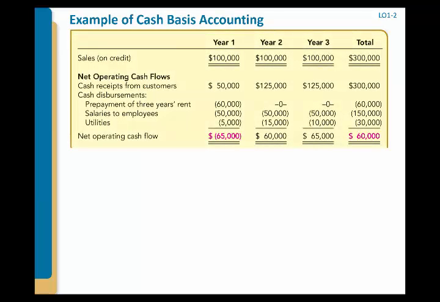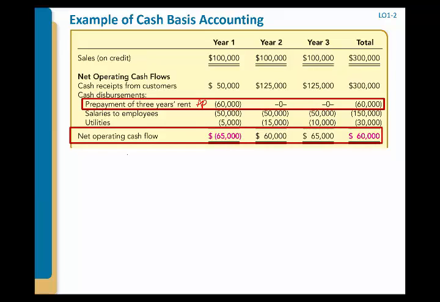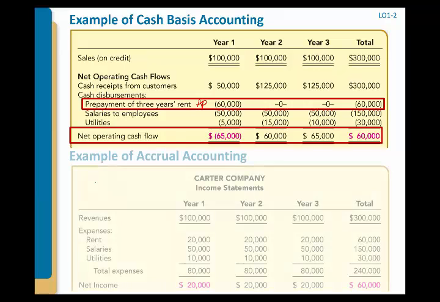So here we have an example of cash-based accounting. And in cash-based accounting, whether you prepay rent for 3 years, you would record it all in the period in which you paid it. So this was your cash disbursements or your accounts payable in year one. And then your net operating cash flow is affected by that, obviously, when you make the payment.